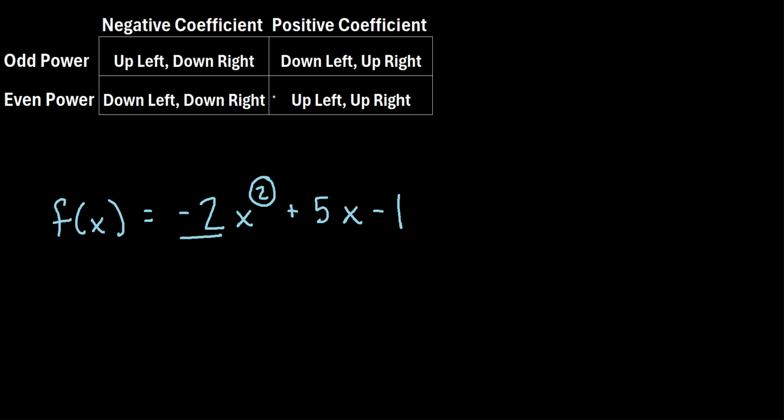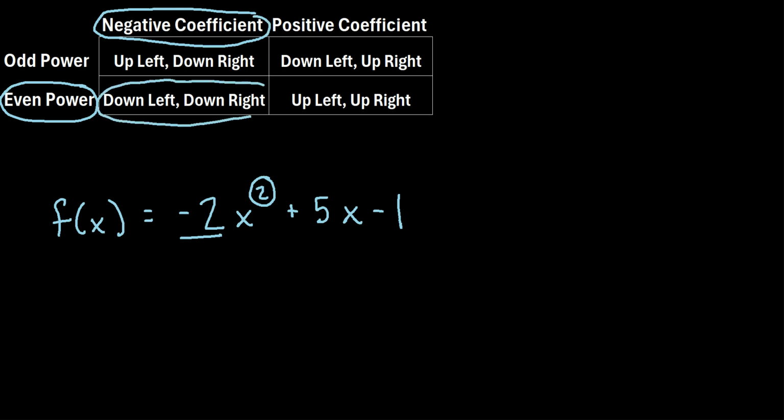So I've written this 4x4 grid up here to summarize how a graph behaves depending on the coefficient and the power. In our case, we have an even power, so let's circle that, even power. And we have a negative coefficient, this negative 2, so let's circle that. And now let's find where they intersect in this quadrant, so that would be right here. So this tells us that the polynomial goes down to the left and down to the right.